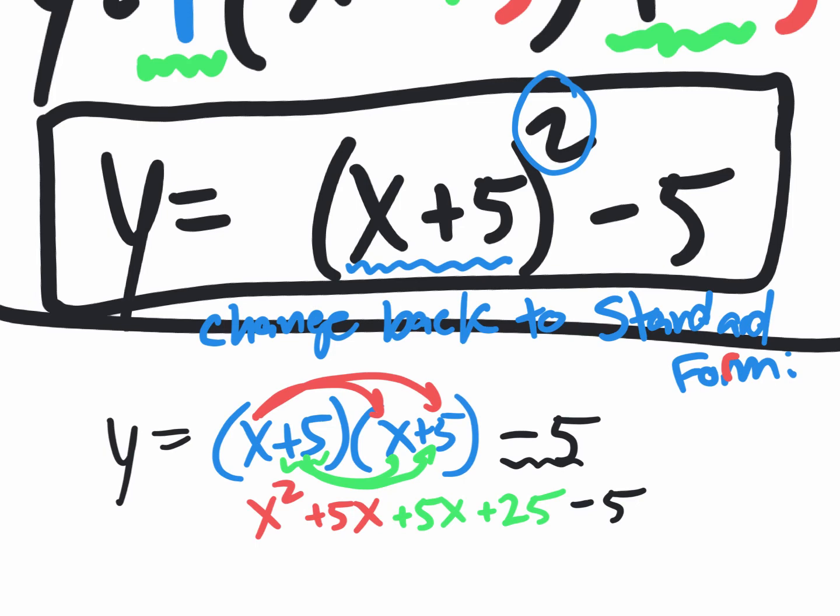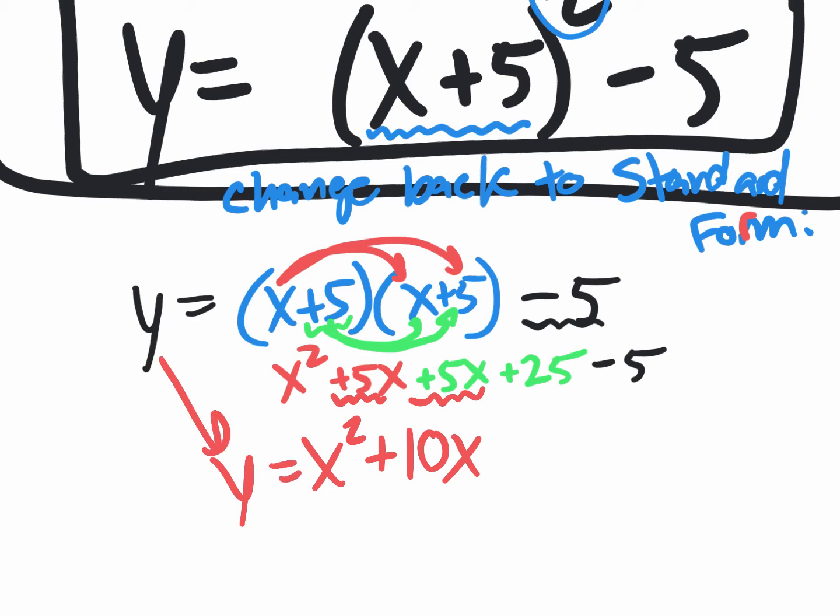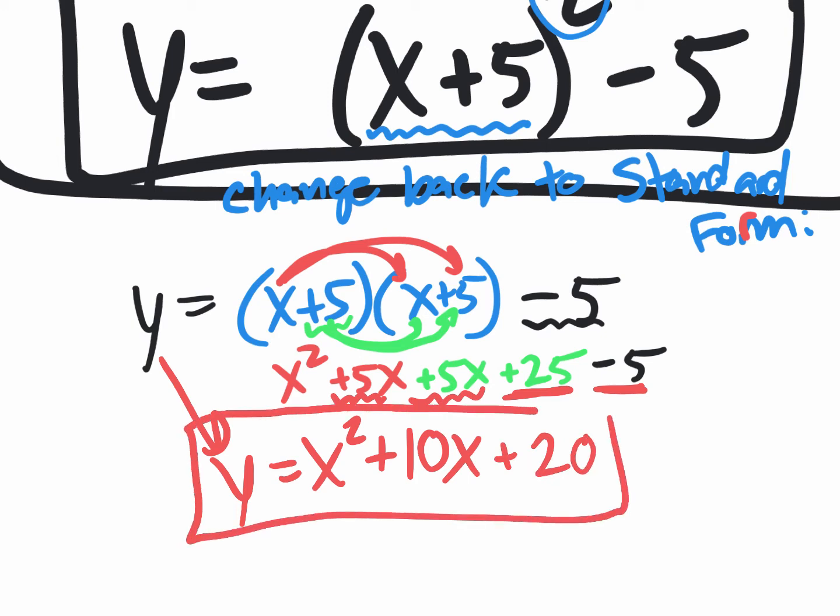Now all we need to do is combine like terms. So let's combine the middle terms. This 5x and that 5x will be a positive 10x. Bring down the x squared in front. Of course, bring down the y. Y equals x squared plus 10x. And over here, 25, take away 5, that's plus 20. And guess what? We have converted it back to standard form.